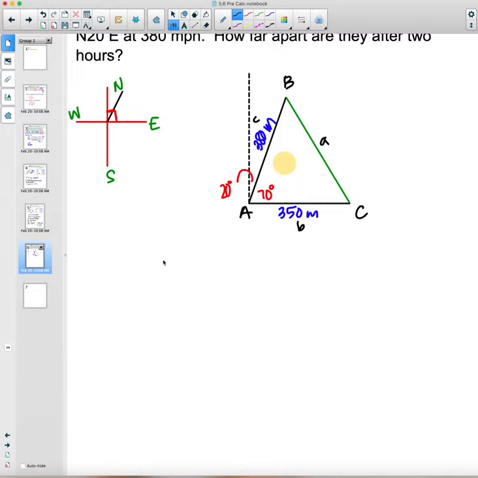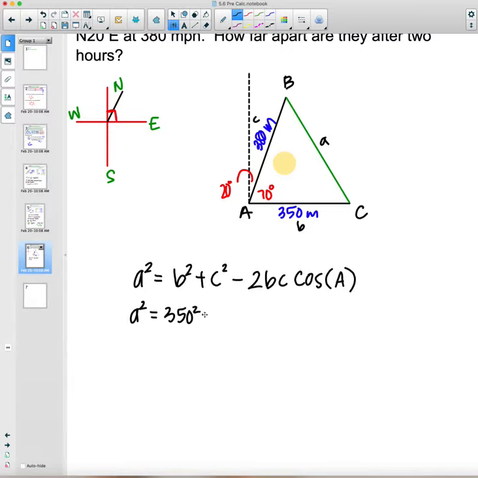We're looking for side A, so we're going to do A squared equals B squared plus C squared, the other two sides, minus 2BC cosine of angle A. So side A we don't know. B is 350 squared, C is 380 squared, minus 2 times B, which is 350, times C, which is 380, and then cosine of A, angle A is 70 degrees.